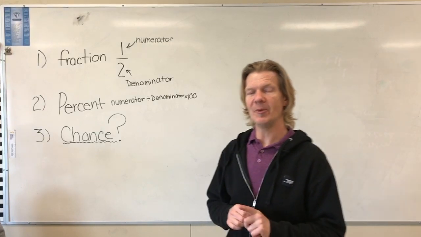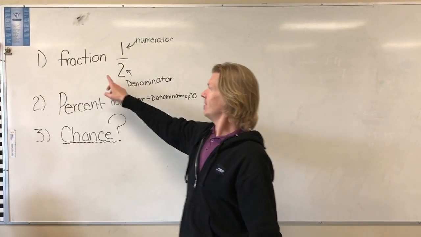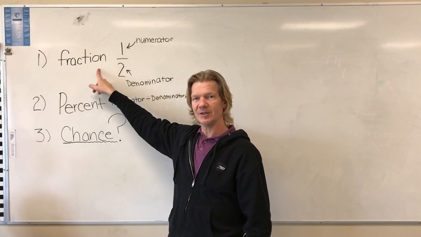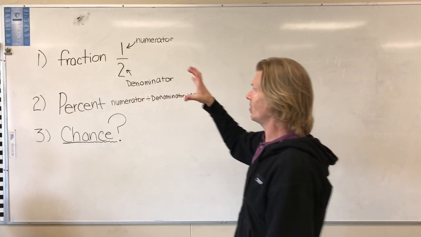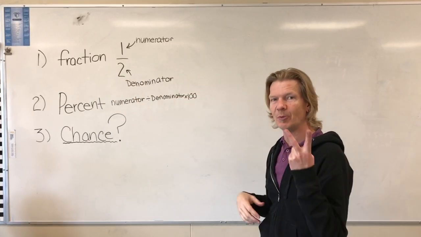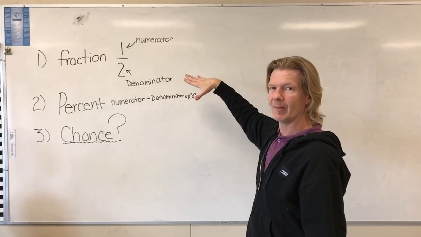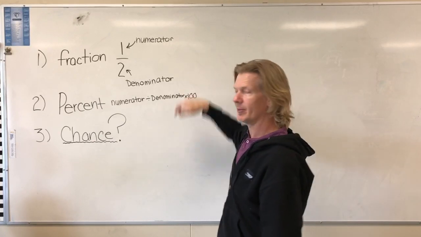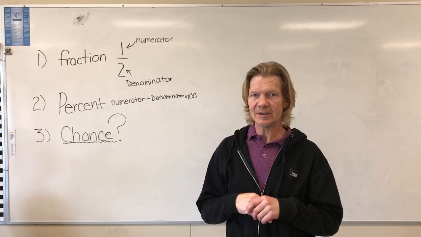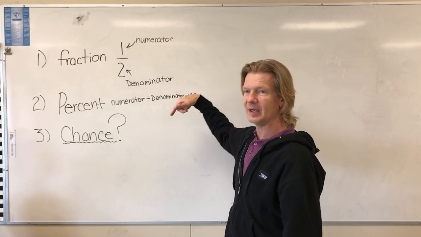So to calculate probability, you have to do a couple of things. The very first thing that you need is a fraction. So Kira wrote this up here for us. You have a fraction, and a fraction is made of two parts. A top number and a bottom number. The top number is called the numerator, the bottom is the denominator. You don't really need to know those terms, but you need to know what they do, okay?